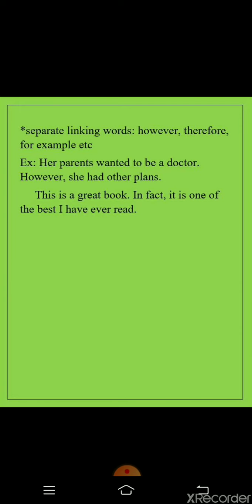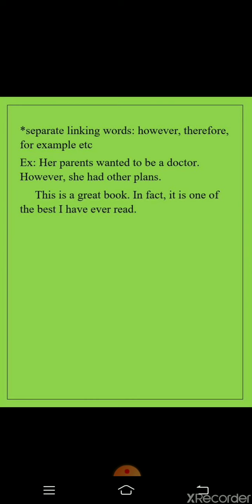Next one is to separate linking words like however, therefore, for example, namely, all these. Example, her parents wanted her to be a doctor, however, she had other plans. Her parents wanted her to be a doctor, now this is a separate sentence. She had other plans is a separate sentence. So to link both sentences together, they have used however there. So after these linking words, we have to add a comma.